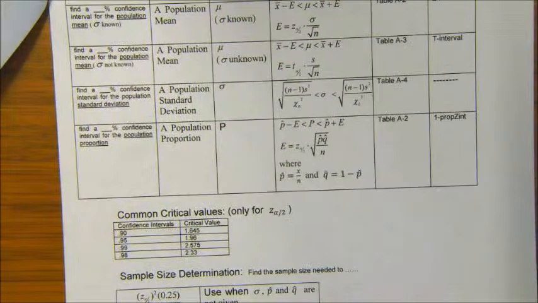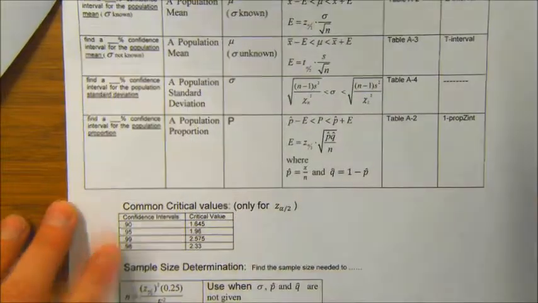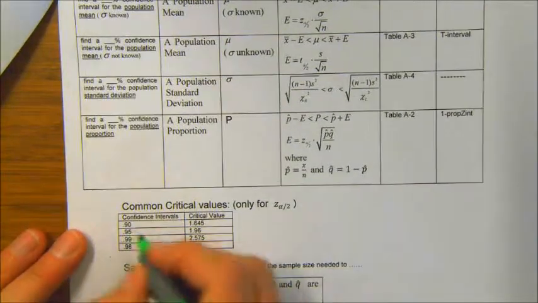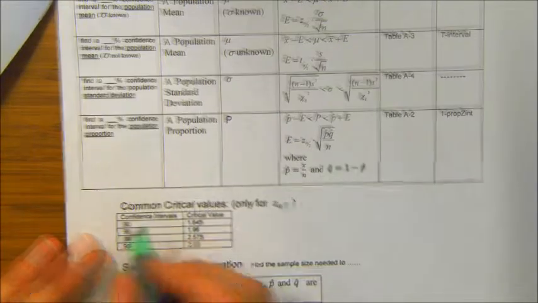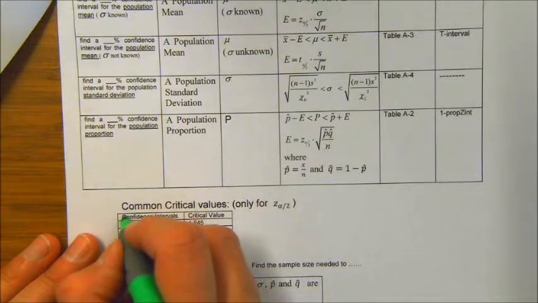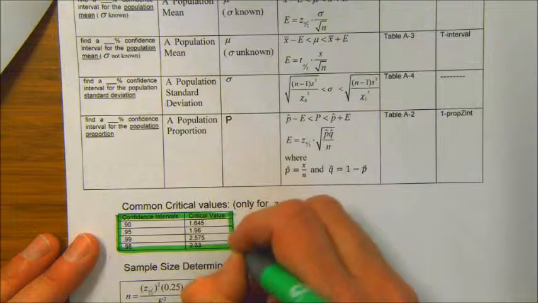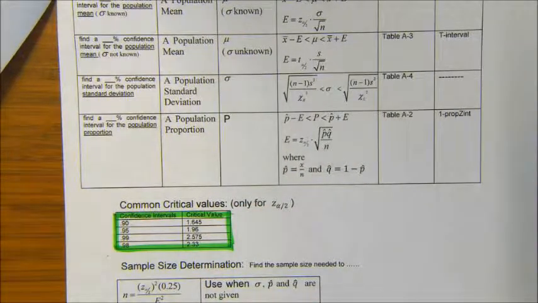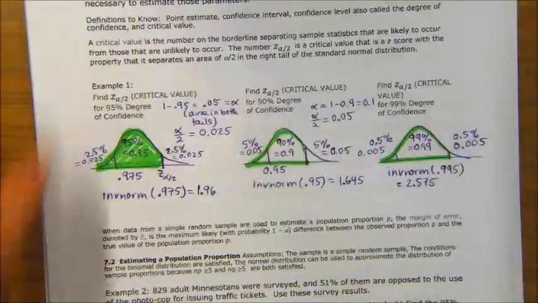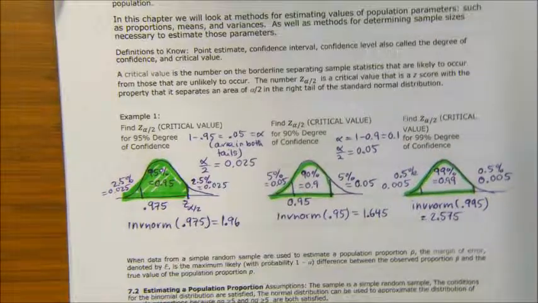So on the last page over here, we have the most common ones. And remember, these are values for z alpha half. The most common are 90% confidence, which is 0.9, 95% confidence, 99%, and 98%. So those 4 are given over here. All the other ones you would be able to just find by doing this procedure.